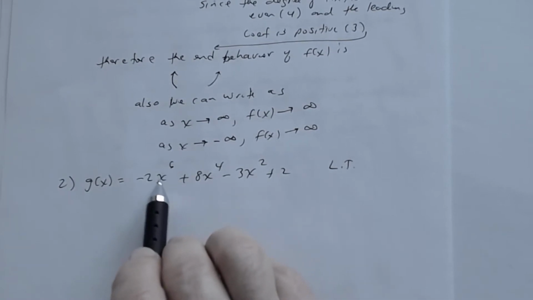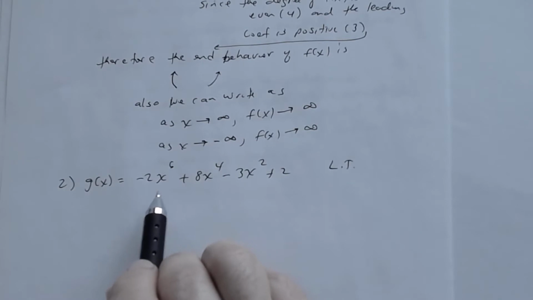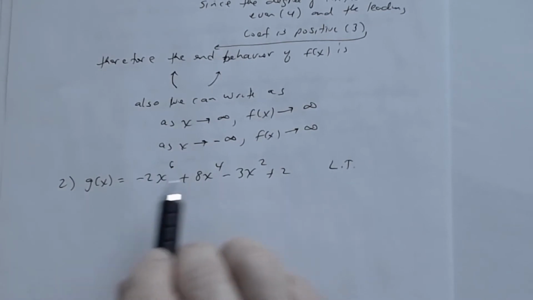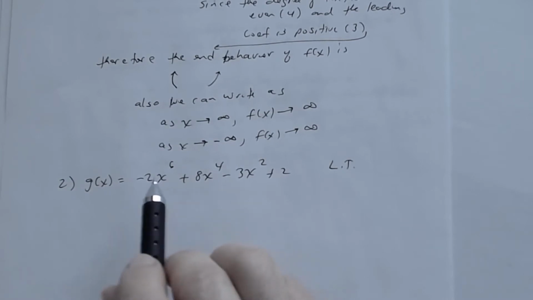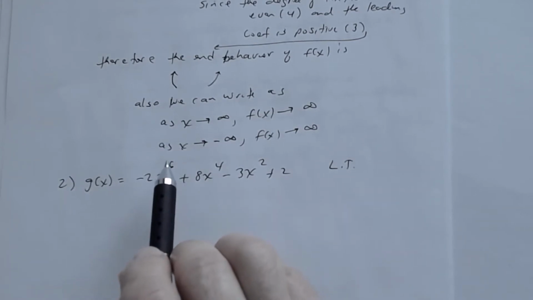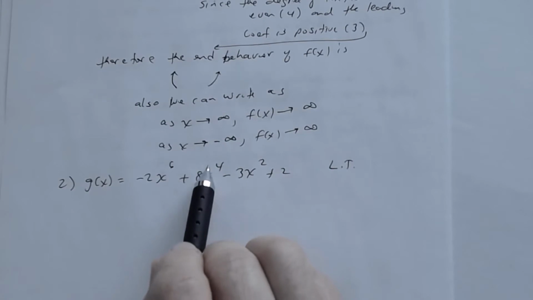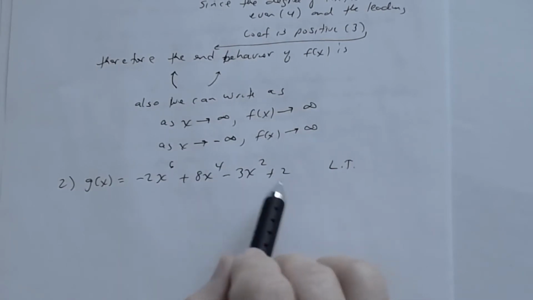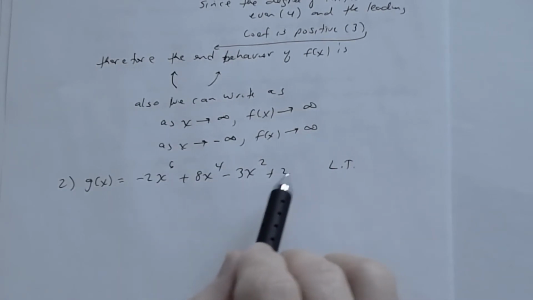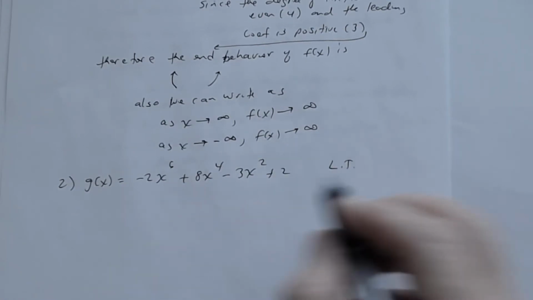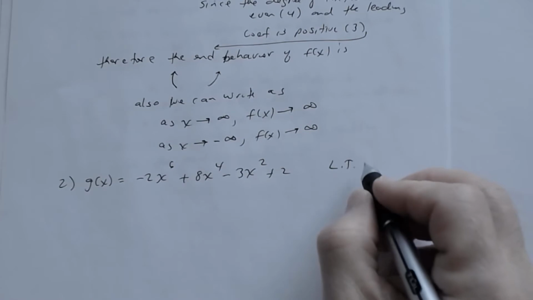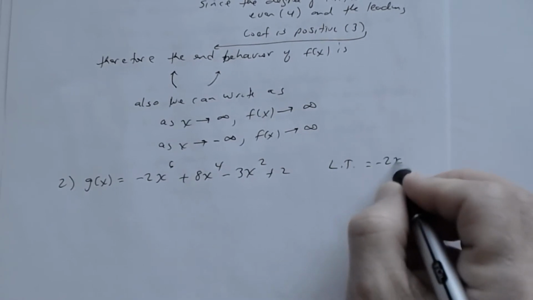Some students get confused, and regardless of what's listed here, they always want to choose the first term. You have to be careful. The leading term is the term with the largest exponent. So that's 4, that's 2, and your constant has degree 0. So that's 6, the largest exponent. Your leading term is negative 2x to the 6th.